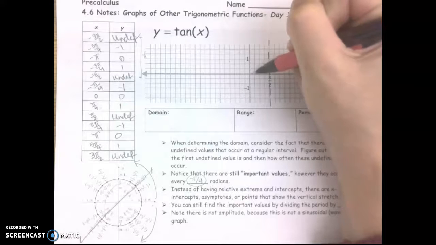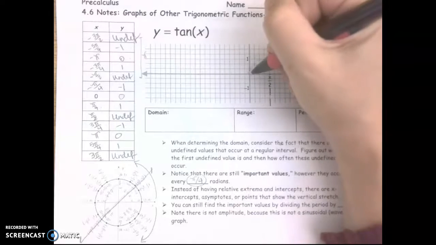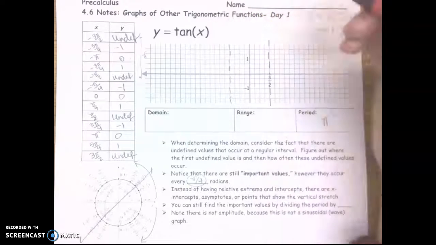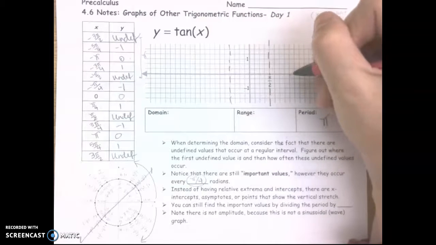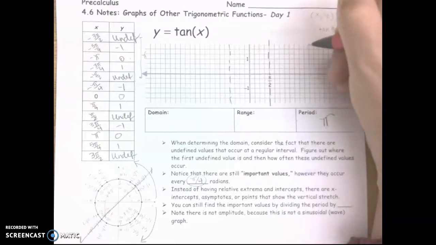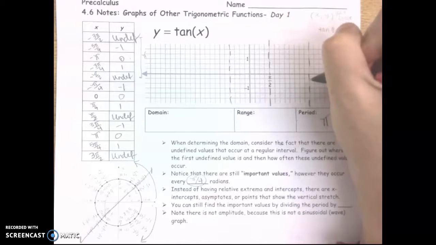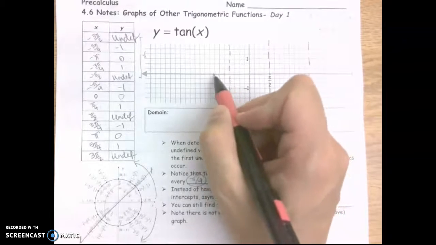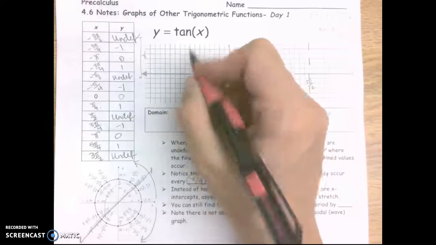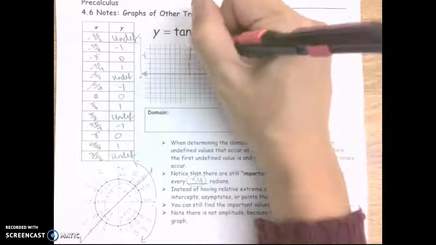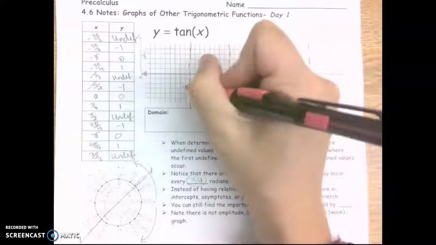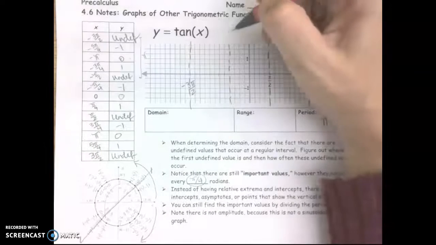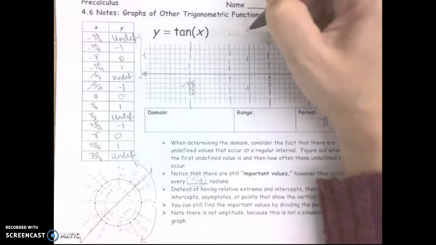Okay, so it looks like 1, 2, 3, 4. This would be negative pi over 2. 1, 2, 3, 4. That's going to be 3 pi over 2. 1, 2, 3, 4, 5, 6, 7, 8. And that would be negative 3 pi over 2, where each one is a distance of pi.